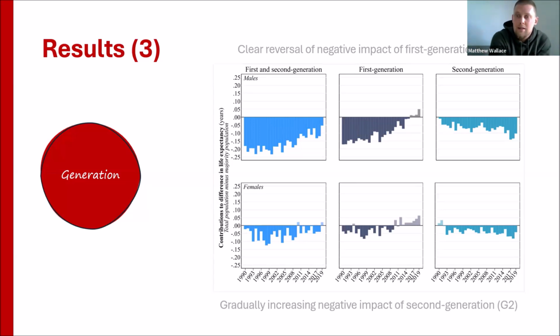But then what's really interesting, I think, is that among the second generation, and again, we have males on the top and females on the bottom, the contribution of the children of migrants to national life expectancy is actually growing increasingly negative over time. In absolute terms, it's still very small, but I think the trend among men even is particularly clear. So we have these contrasting trends among migrants and their children and their impact upon national life expectancy.